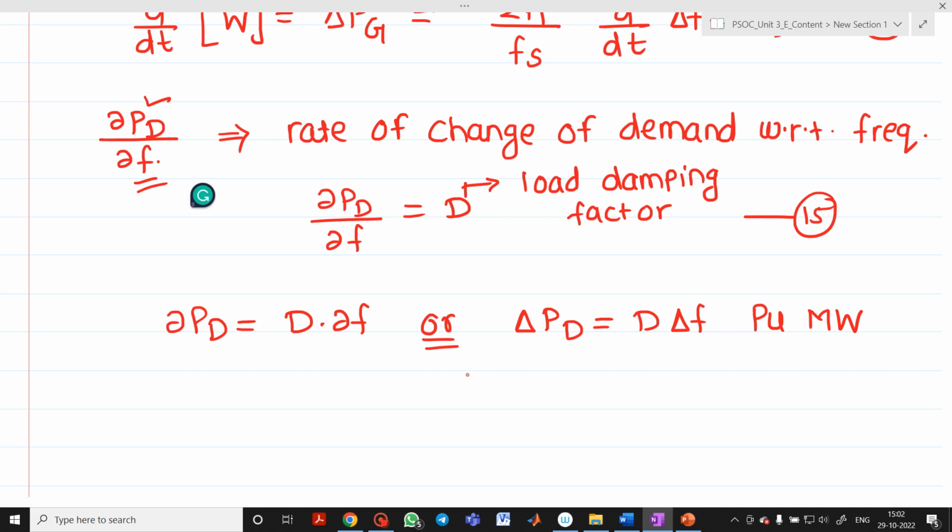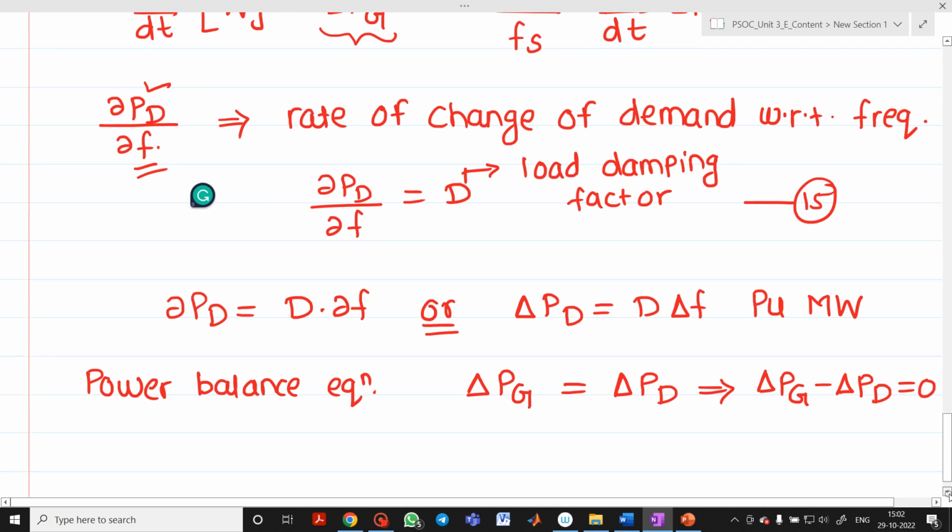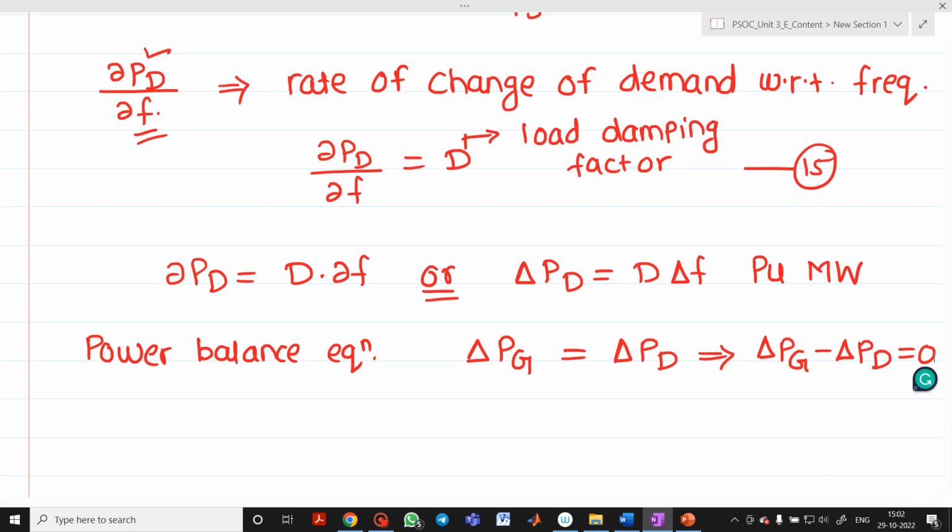So let's see, now we have this ΔPg, which is nothing but the change in the power generated. Now I will write the power balance equation here. What is the meaning of the power balance equation? However much demand there is, at least that much generation has to be there. So ΔPg equal to ΔPD, or I can write it as ΔPg minus ΔPD will be equal to 0. Now what is this ΔPD?